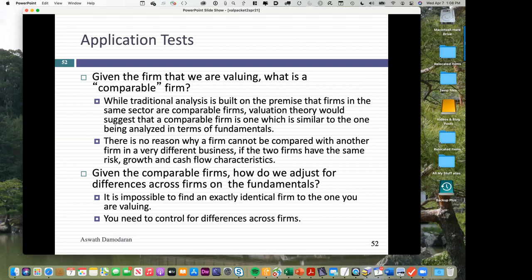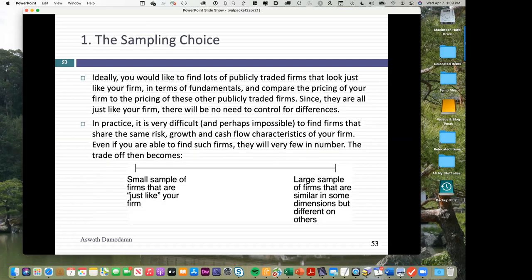And when you get to the application stage, there are two things you have to deal with. One is you're trying to value a company. What is it that we call comparable companies? And you're going to see that this is more subjective than it looks, what you call comparable. And second is, even after you bring in those comparable companies, how do you control for differences across companies? So let's start with the first one.